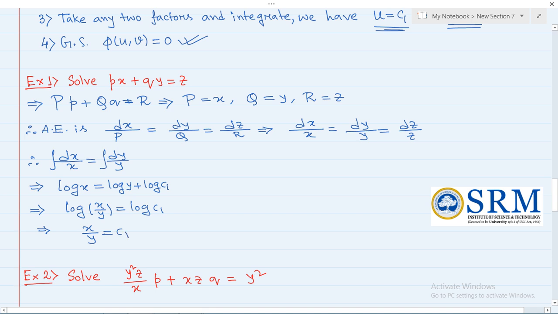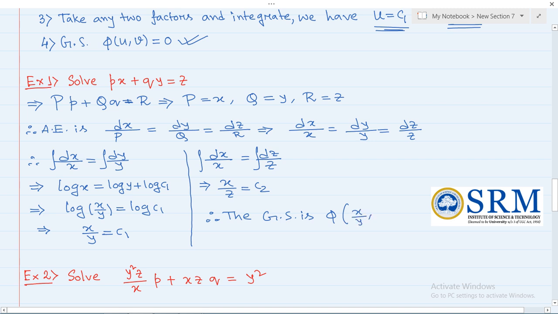Now we are going to calculate the second family of curves. Let us take any other two factors. Say I am taking the first and third, so dx upon x equals dz upon z. Similarly, by the same integration, we get x upon z equals C2. Therefore, we have another family of curves. Say this is our u, this is our v. Therefore, the general solution is phi of x upon y, x upon z.